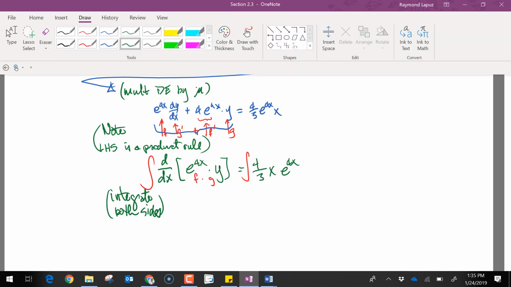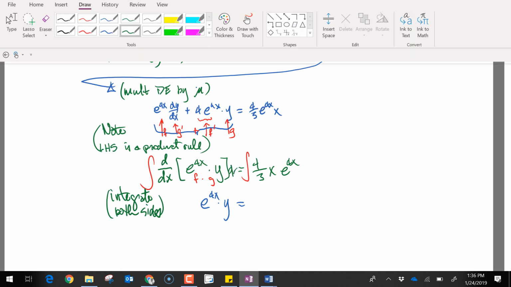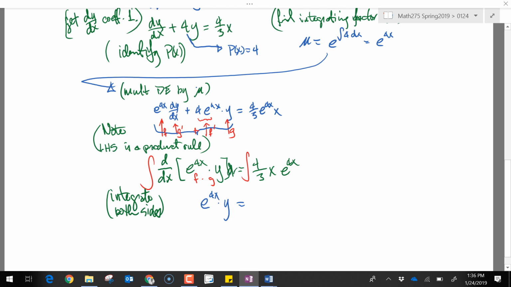So when we integrate both sides, the left-hand side would undo the derivative, and so that would just leave you with e to the 4x times y. And then the right-hand side, how would you solve for this integral? Integration by parts. Yeah? Oh, yeah, we'll throw a dx in there. Sure. Oh, we'll do it in red. Not that you can see red on the screen. Can you see red on the screen?